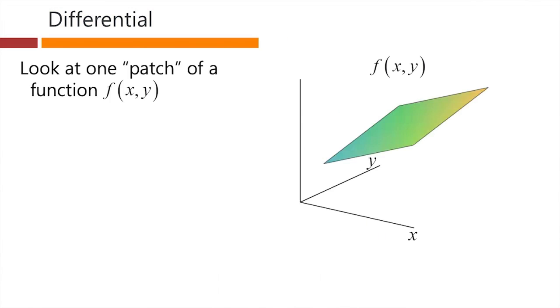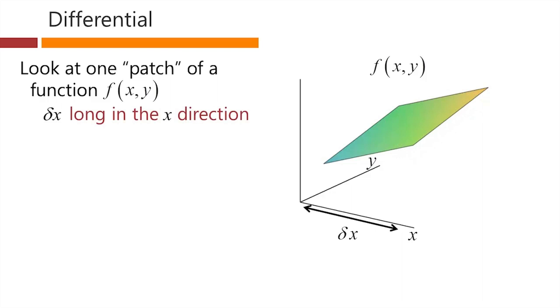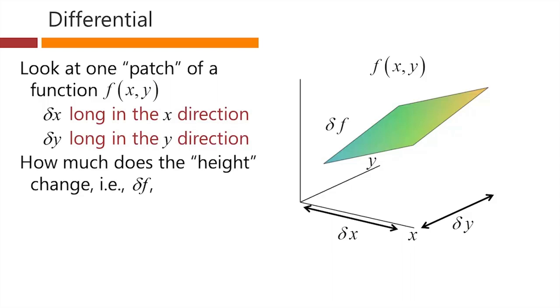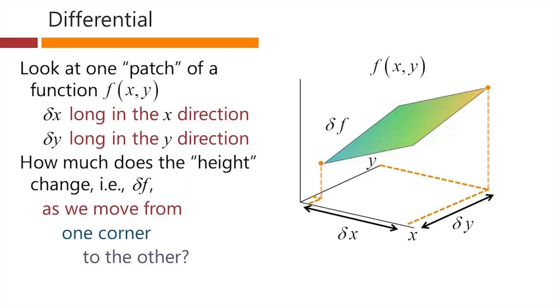So let's look at one patch of a function, our same function f of x and y, but we're just looking at one small patch of it. So this patch is delta x long in the x direction, delta y long in the y direction. Our question is, how much does the height change, this height delta f is the change in the height, as we move from one corner up to the other corner?